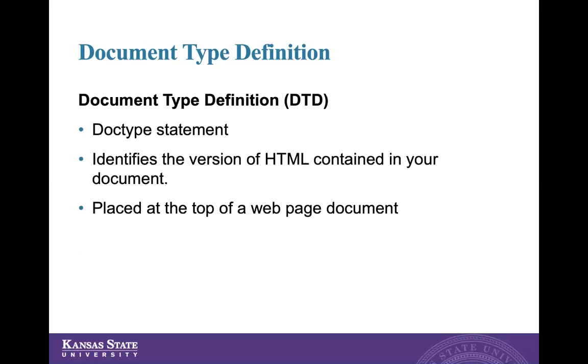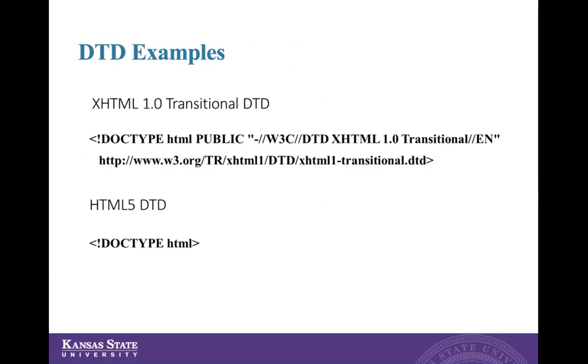A document type definition, DTD. This is basically telling you what version of HTML we're using. This is always placed at the top of a web document. So an example here. The first one there is kind of an older version.